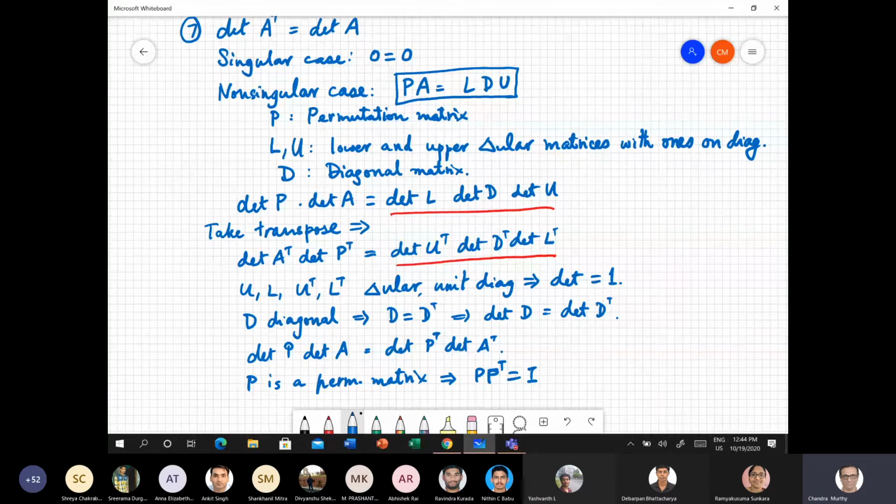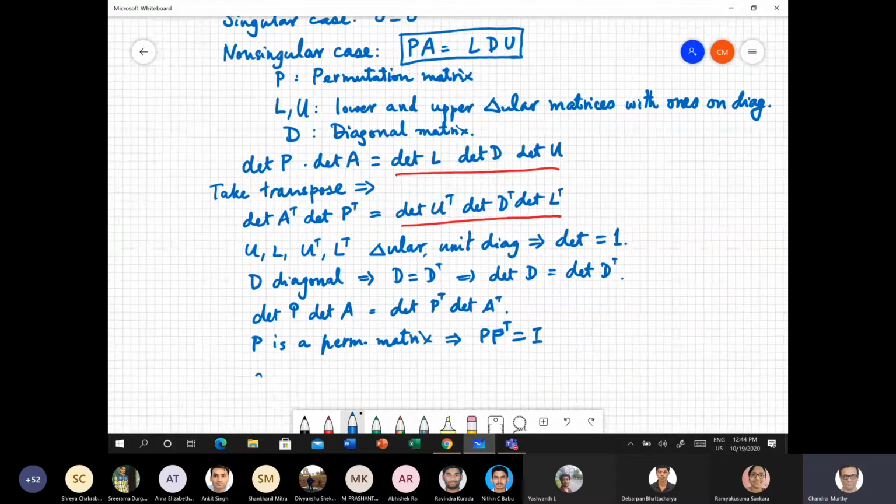You can also look up properties of permutation matrices. That's a good exercise to do on its own. But P transpose P is equal to the identity matrix. So I have that the determinant of P times the determinant of P transpose is equal to the determinant of the identity matrix, which is equal to 1, which means that the determinant of P is plus or minus 1.